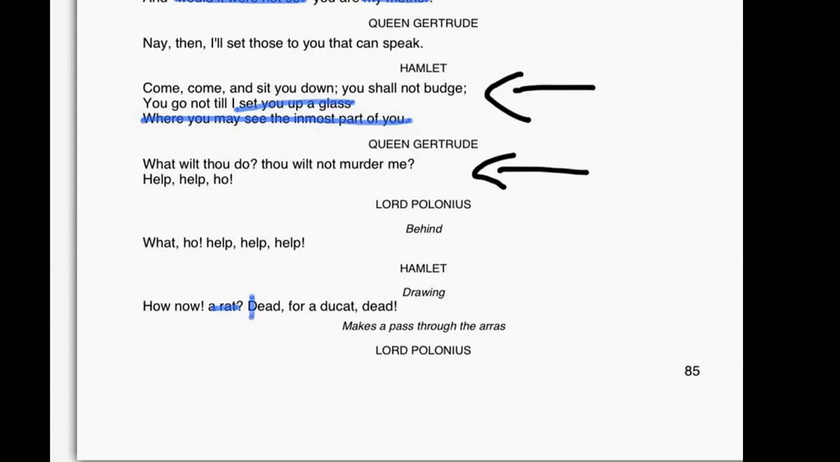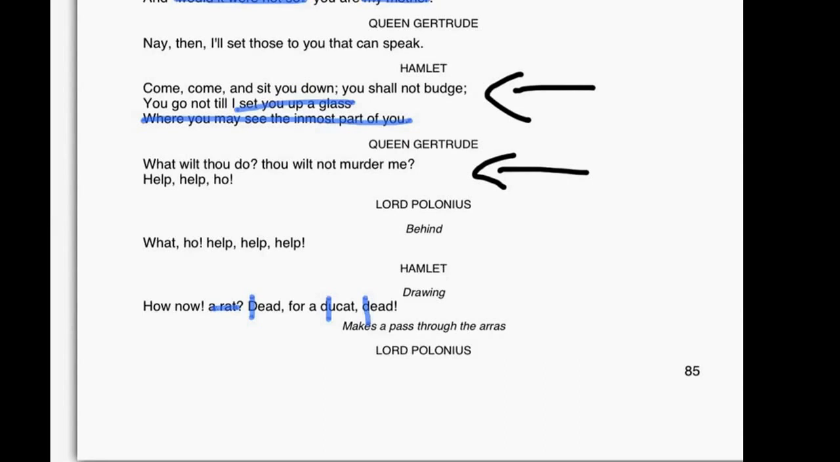And then we have the alliteration, "dead for a ducat, dead." So a ducat is money, so he's making a joke that he can kill the rat for $1 or so. You know, like, I bet I can kill the rat first go if you give me $1. And so that harsh D sound in that alliteration demonstrates the anger that he's feeling at that time.